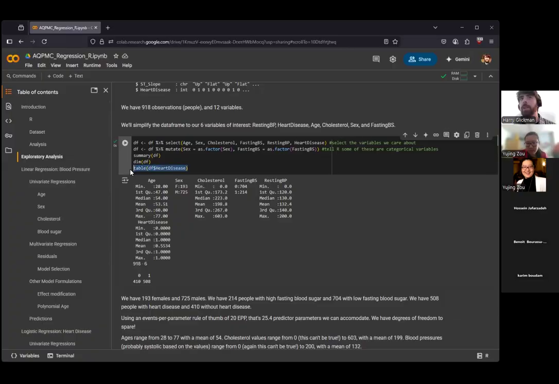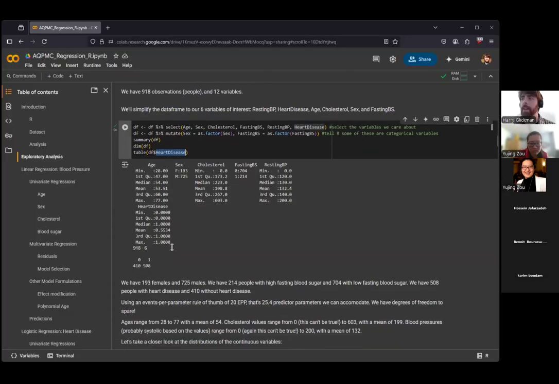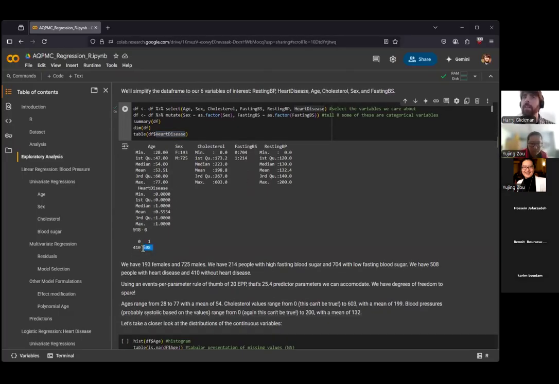We're also going to make a table of our outcome variable, heart disease. And we see that 508 of the people had the outcome and 410 didn't. And we can already start thinking about sample size. So with 508 people, if you apply that 20 events per parameter rule of thumb that I was talking about yesterday, then that's 25.4 degrees of freedom we can accommodate in our predictor parameters. So we only have six variables. That's way more degrees of freedom than we need, which is perfect.